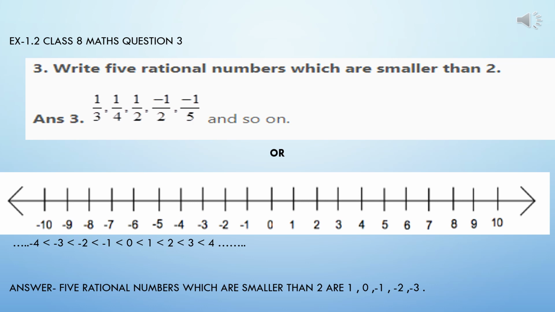We know that in negative integers, minus 1 is the largest number. That means minus 1 is greater than minus 2, minus 3 and minus 4. But in positive integers, we follow the counting numbers, that is 1 is less than 2, 2 is less than 3 and 3 is less than 4. As we know, the left side of a particular number represents the smaller value and the right side of a particular number represents the larger value. So, according to the number line, 5 rational numbers which are smaller than 2 are 1, 0, minus 1, minus 2 and minus 3.